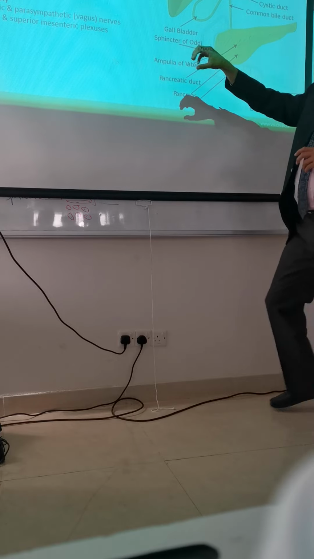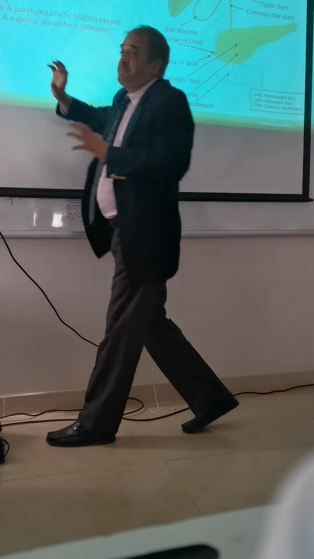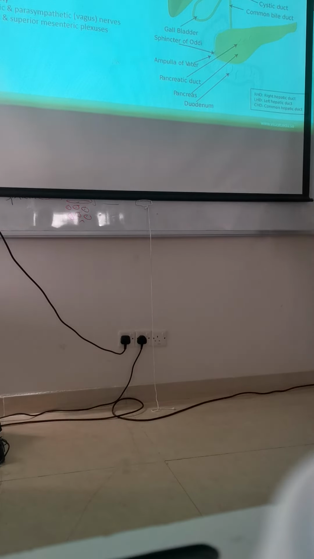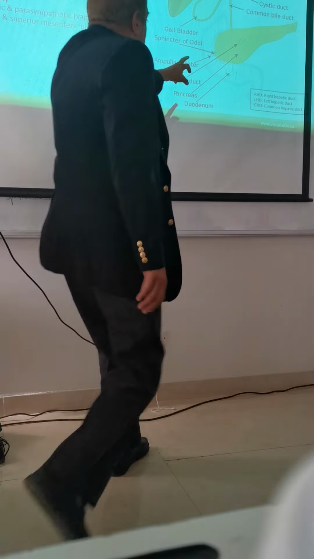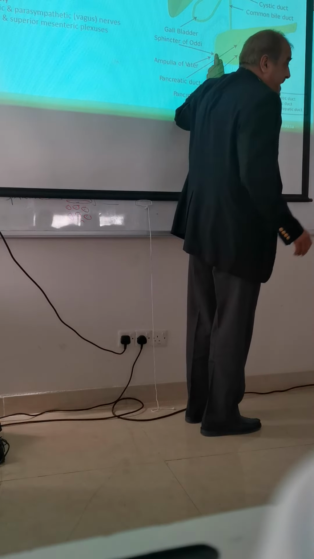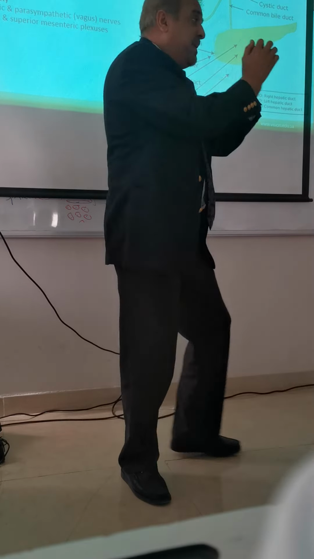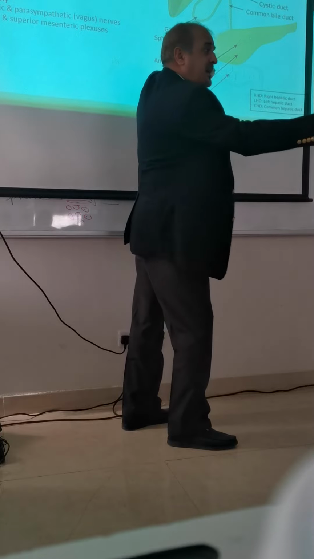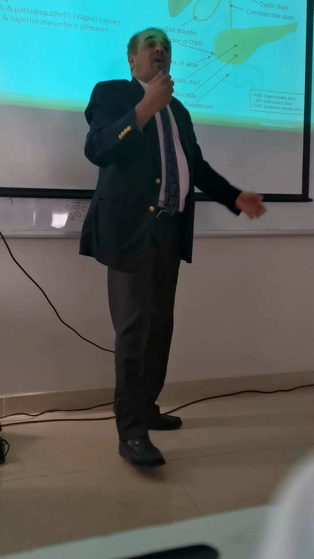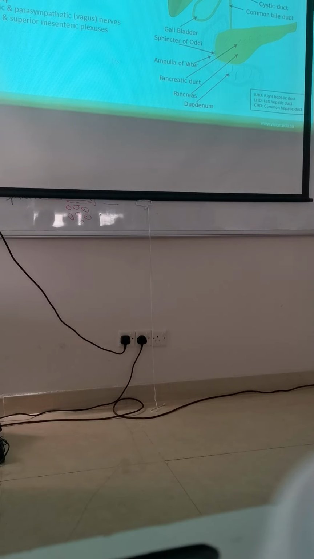There is a dilation. This dilation is called the ampulla of Vater. Dilation in where, doctor? In the hepatopancreatic duct. Before it opens, it makes a swelling over there. That swelling is called the ampulla of Vater. When you see an opening in the second part of the duodenum, it will be called the major duodenal papilla.